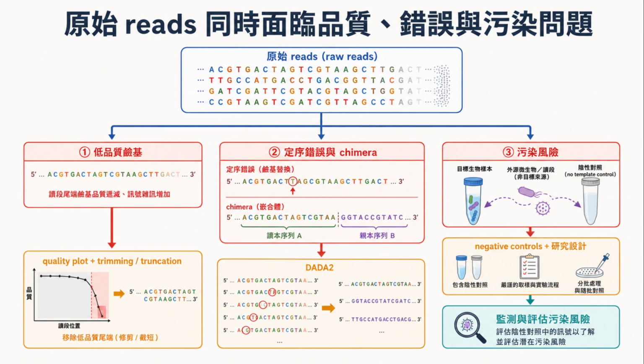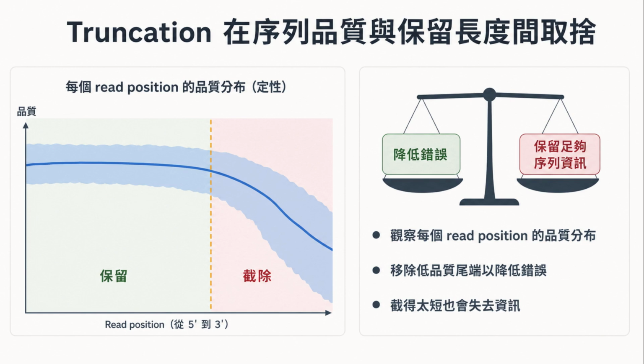Third, we must also consider the risk of contamination introduced by reagents, handling, or the environment. Negative controls can help us monitor and assess contamination, but they do not automatically remove contaminants from the data. The removal of low-quality read tails is called truncation.